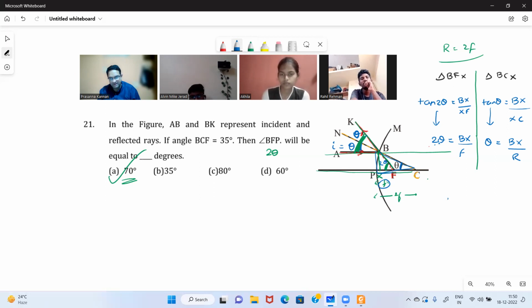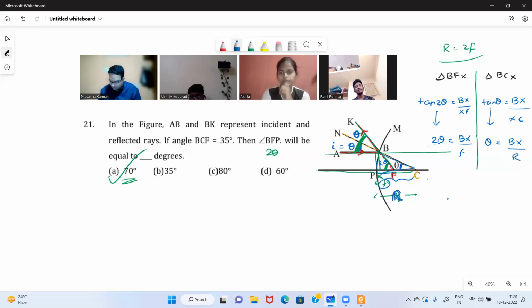Tan theta is approximately equal to theta, and bx by xc is nothing but r, correct? Yes, sir, because x and p are very close. So xc is the same as pc. Are you understanding?